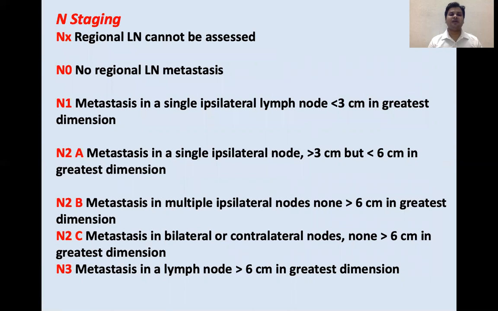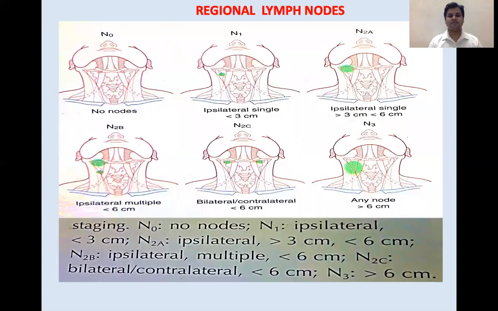Now, N staging. NX stands for regional lymph node cannot be assessed. N0, no regional lymph node metastasis. N1, metastasis in a single ipsilateral lymph node less than 3 cm in greatest diameter. N2A, metastasis in a single ipsilateral lymph node more than 3 cm but less than 6 cm in greatest diameter. N2B, metastasis in multiple ipsilateral lymph nodes, not more than 6 cm in greatest diameter. Now N2C is bilateral or contralateral nodes, not more than 6 cm in greatest diameter. While N3, metastasis in any lymph node greater than 6 cm in diameter is considered as N3.